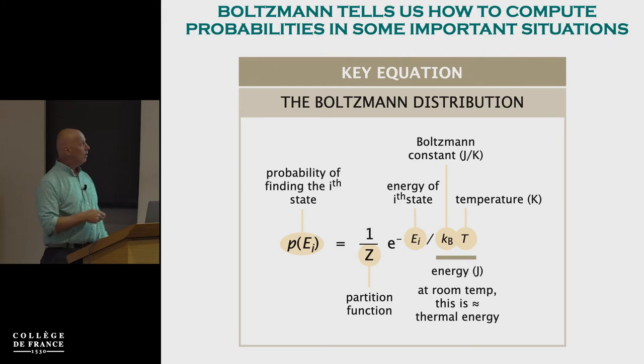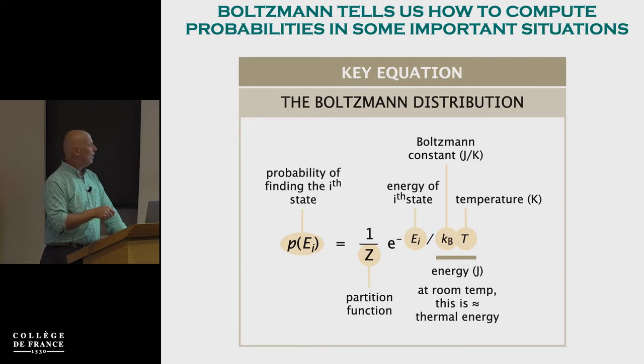I'm just telling you, there's a really, really powerful, cool idea developed in the 19th century that tells us how to compute the probabilities of different states of a particular complex system. And it all comes down to this. The probability of a system depends on the energy of the state that you're interested in.